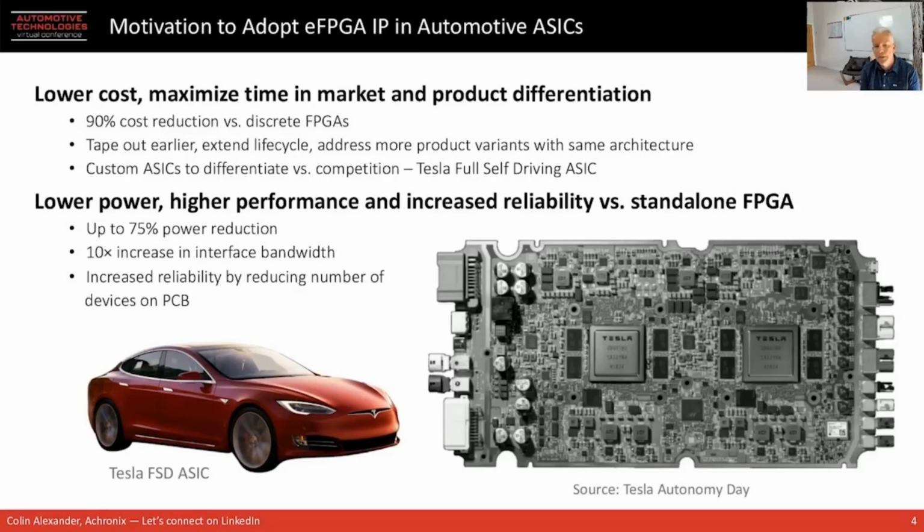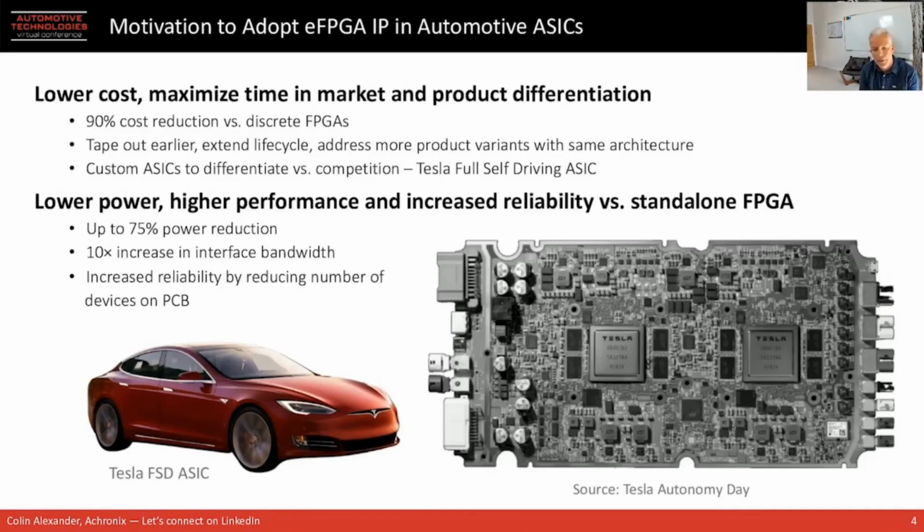But by using eFPGA IP, not only can you adapt to the changing algorithms, but you can also significantly reduce the unit cost and power over standalone FPGAs. Our estimates show that eFPGA integration provides designers with up to 90% cost savings compared with standalone FPGAs, faster time to market, and extended product life cycles. An eFPGA implementation allows for up to 75% reduction of FPGA power by eliminating unused resources and peripheral I/O in standalone FPGAs.